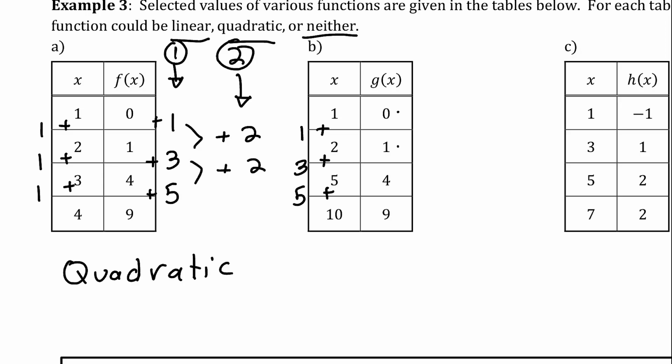If I look at the y's, it's kind of the same idea. You can tell from 0 to 1, I'm going up by 1. From 1 to 4, I'd add by 3. And from 4 to 9, I'm adding by 5.